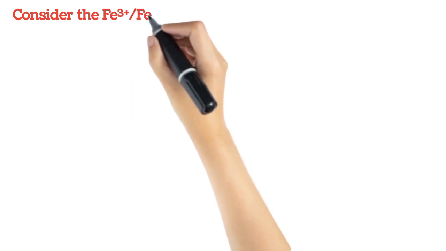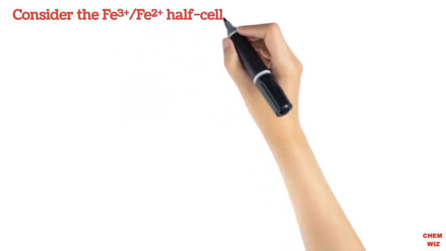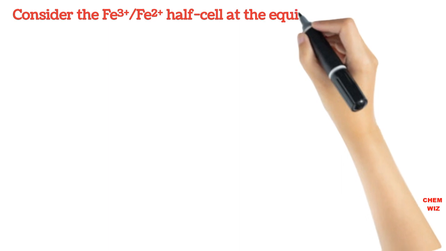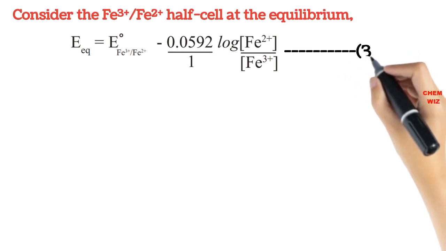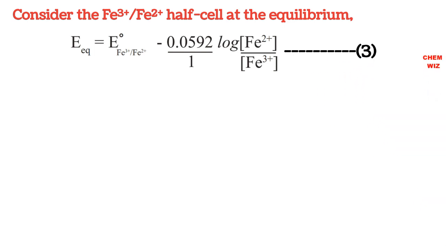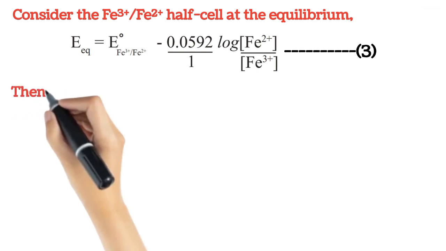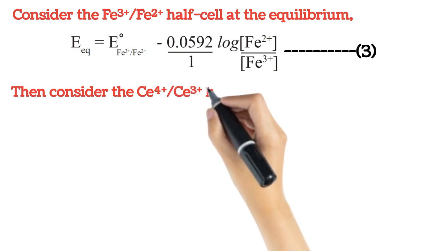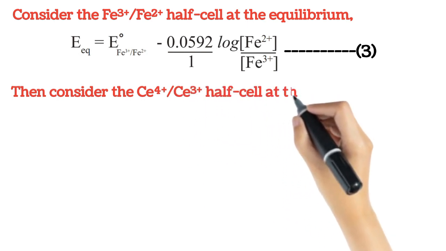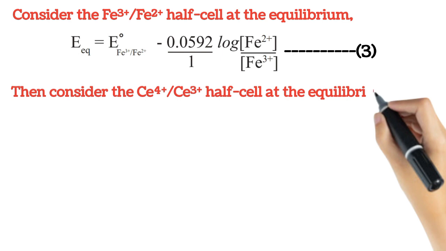According to the Nernst equation for iron, the equivalence potential, E_EQ, can be written as below, which is equation 3. Also, we can write the equivalence potential, E_EQ, for cerium as in equation 4.